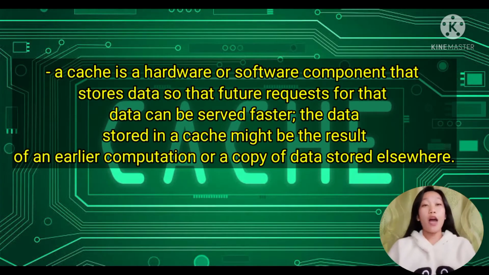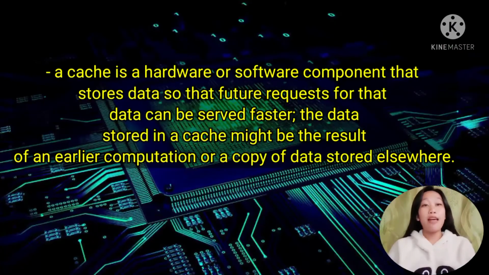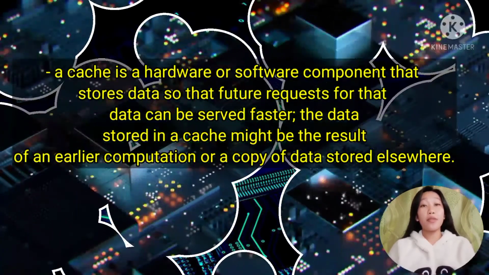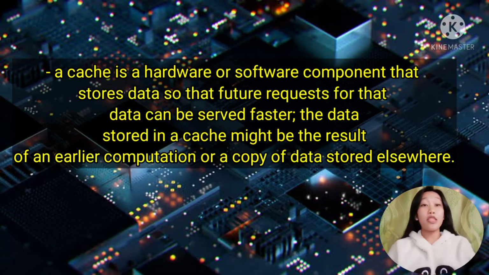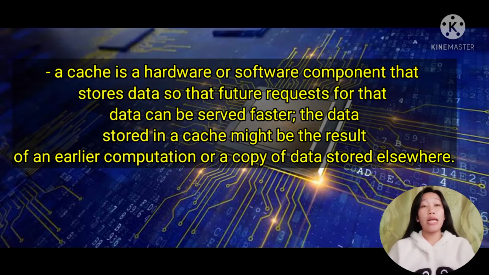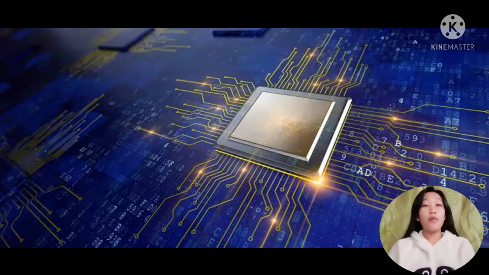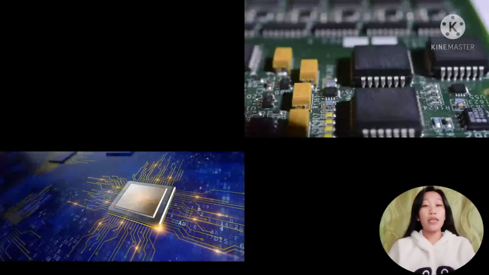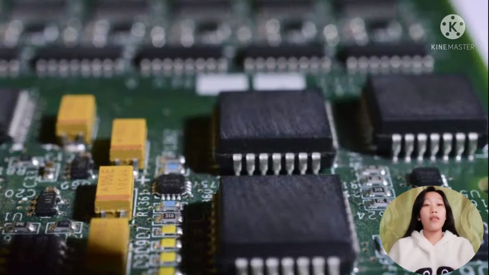A cache is a hardware or software component that stores data so that future requests for the data can be served faster. The data stored in a cache might be the result of an earlier computation or a copy of data stored elsewhere. Cache memory was usually located on the motherboard. Cache is a reserved storage location that collects temporary data to help websites, browsers, and apps load faster.